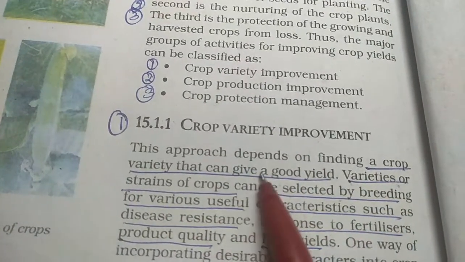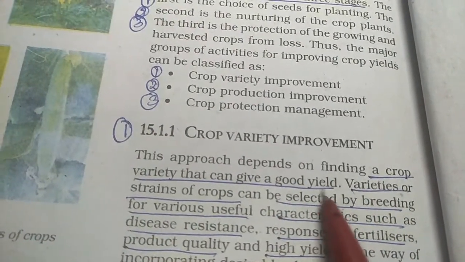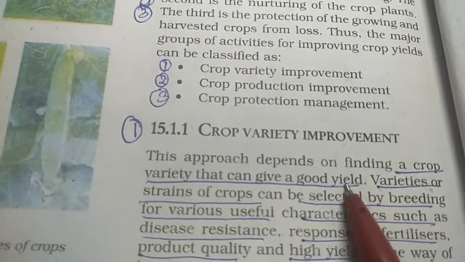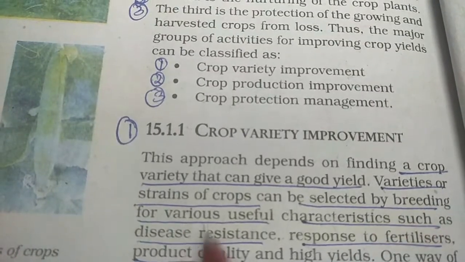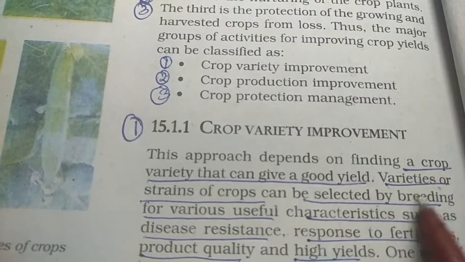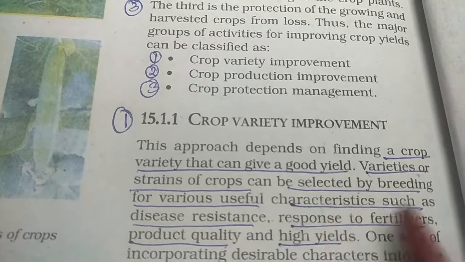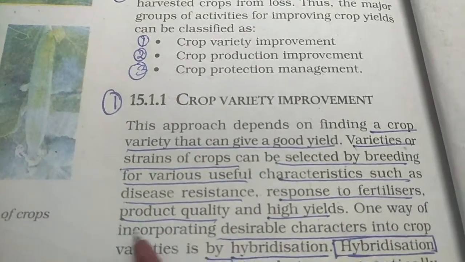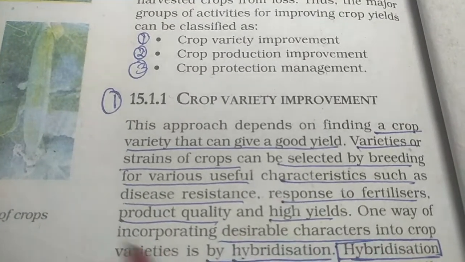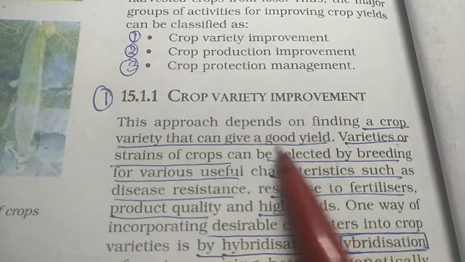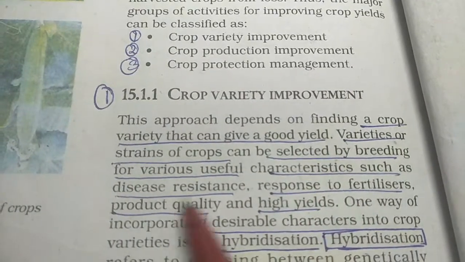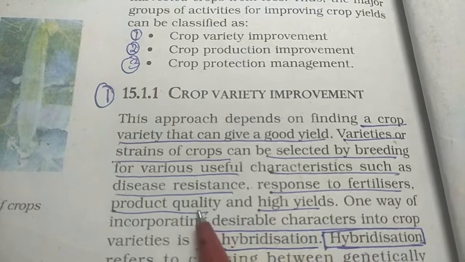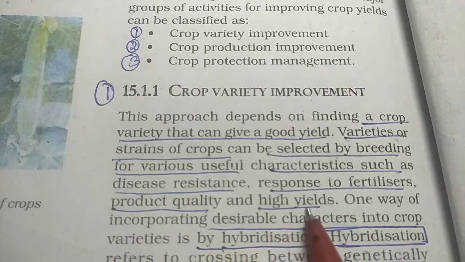A crop variety that can give a good yield. Now what is the meaning of the word yield? It means after you harvest, whatever you get, that is known as the yield. The varieties or strains of the crop can be selected by breeding for various useful characteristics, such as disease resistance, response to fertilizers, product quality, high yields. All these characters are needed for a good yield. The plant should be disease resistant, it should respond to fertilizers, the quality of the product should be good, and high yield should be there.